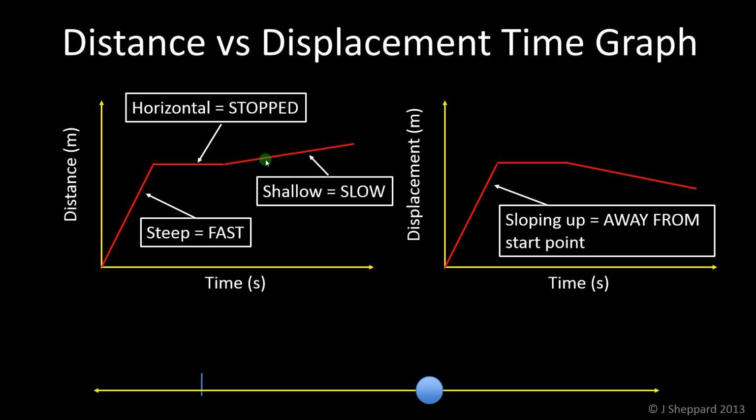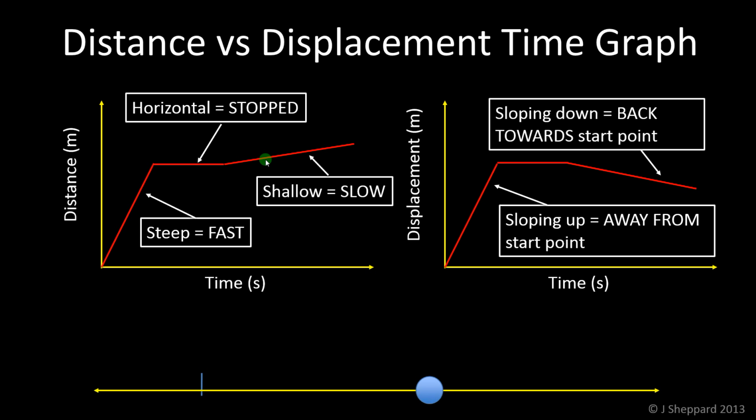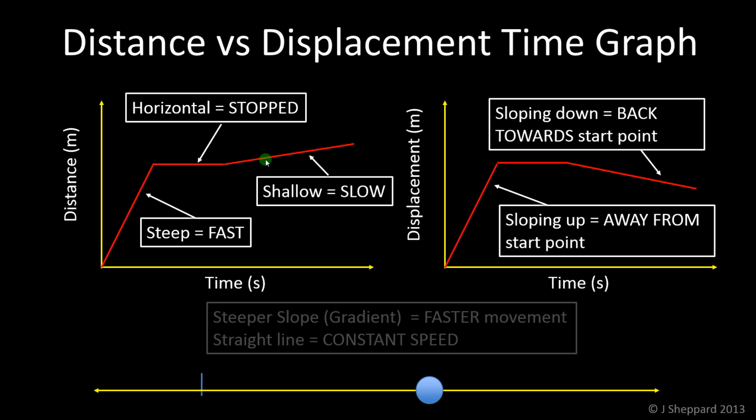And we get additional information from the displacement time graph because it can slope down. The distance time graph will always slope up because distance always increases. Sloping up on a displacement time graph means we're moving away from where we started, and sloping down means we're moving back towards our starting point. Okay, so that's the basics of those 2 graphs compared to each other.